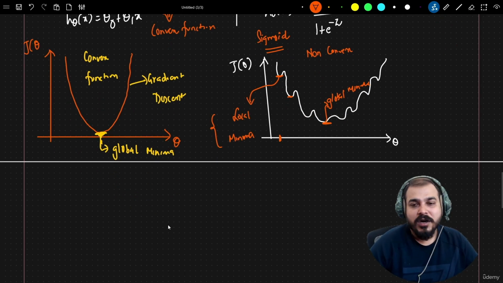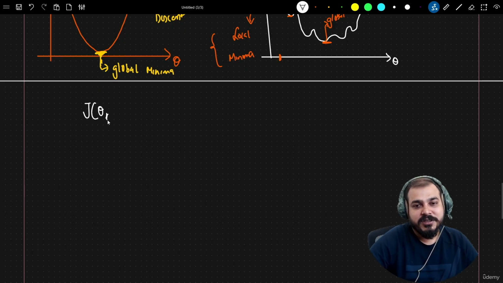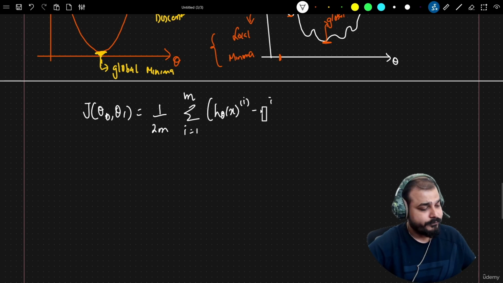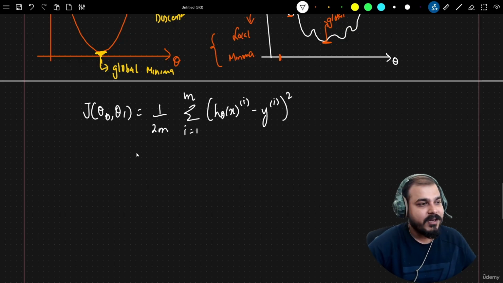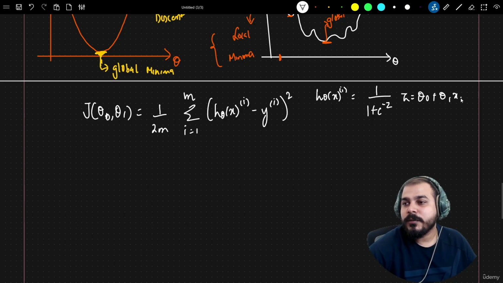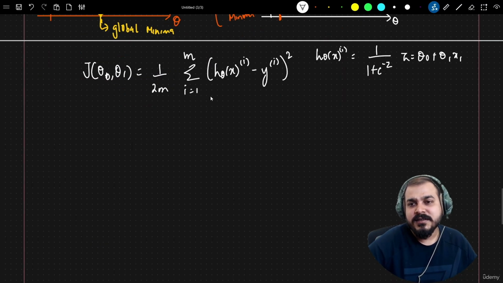Now, in order to prevent this, let me again write the cost function of logistic regression. Let's say this is my cost function. Here I'm writing 1 by 2m, summation of i equal to 1 to m, h theta of x of i minus y of i, whole square. And obviously everybody knows what h theta of x is: h theta of x of i is nothing but 1 by 1 plus e to the power of minus z, where z is theta 0 plus theta 1 into x1. We have been discussing this for a long time, and it is very simple. Now let's consider this is my cost function.